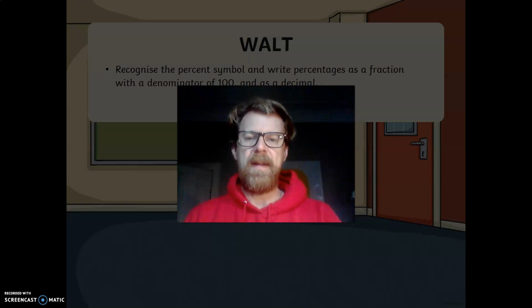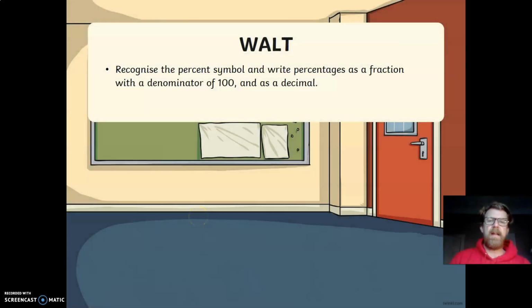Right, so this is maths again today. And as you can see, we've got a WALT, which is to recognize the percent symbol and write percentages as a fraction with a denominator of 100 and as a decimal. So this is their introduction to percentages. Obviously we're good with fractions now. We've done a bit of work on decimals, which I hope you're becoming more confident with. So we'll just see how we get on today, and we're just going to take it easy.